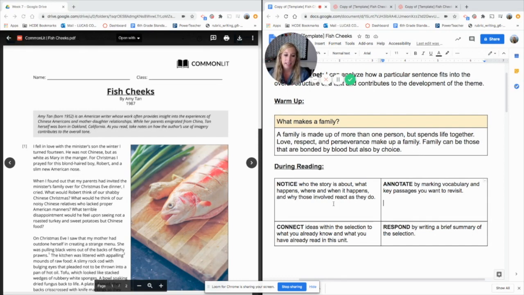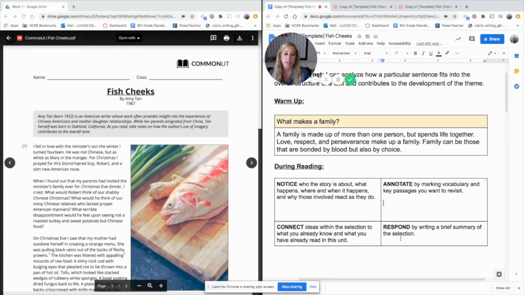And then we have connect. That means that you are connecting the ideas within the selection to what you already know and what you've already read in this unit. So that this word selection is referring to the text here. Sometimes it may be a photograph or a video or a short story or a poem. So the word selection really covers all of those features.